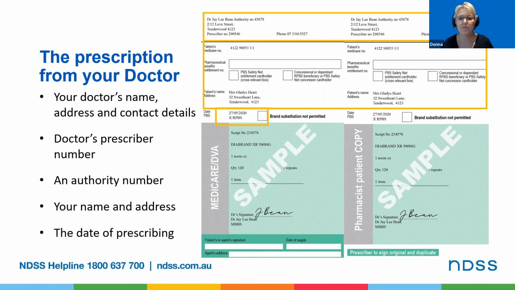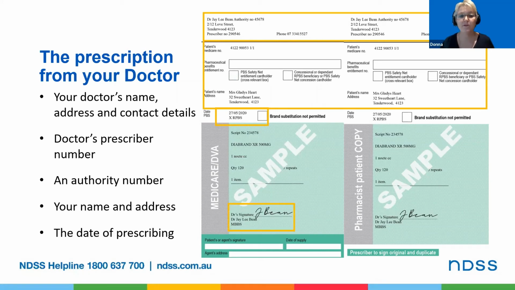Other items that may be included in a prescription include your date of birth and a minimal interval between supplies. The prescription may have a barcode at the top or bottom, which allows the script to be electronically imported into the pharmacy computer.